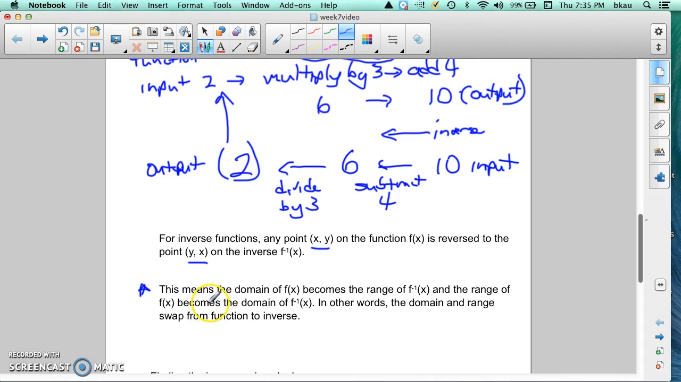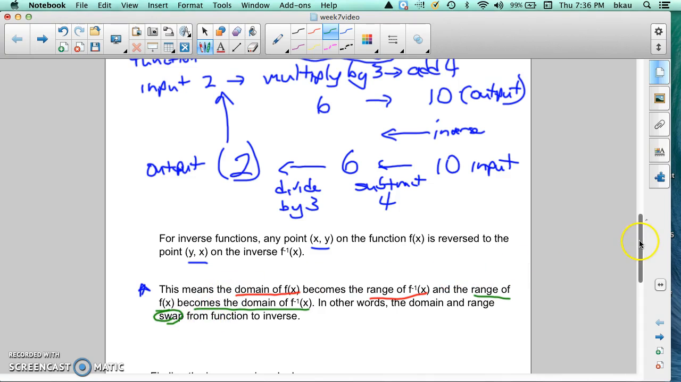And we're going to do that algebraically in a minute to show you how to do a function that way. But that means that the domain of f becomes the range of the inverse, and the range of f becomes the domain of the inverse. So the domain and range actually swap when we do the inverse.